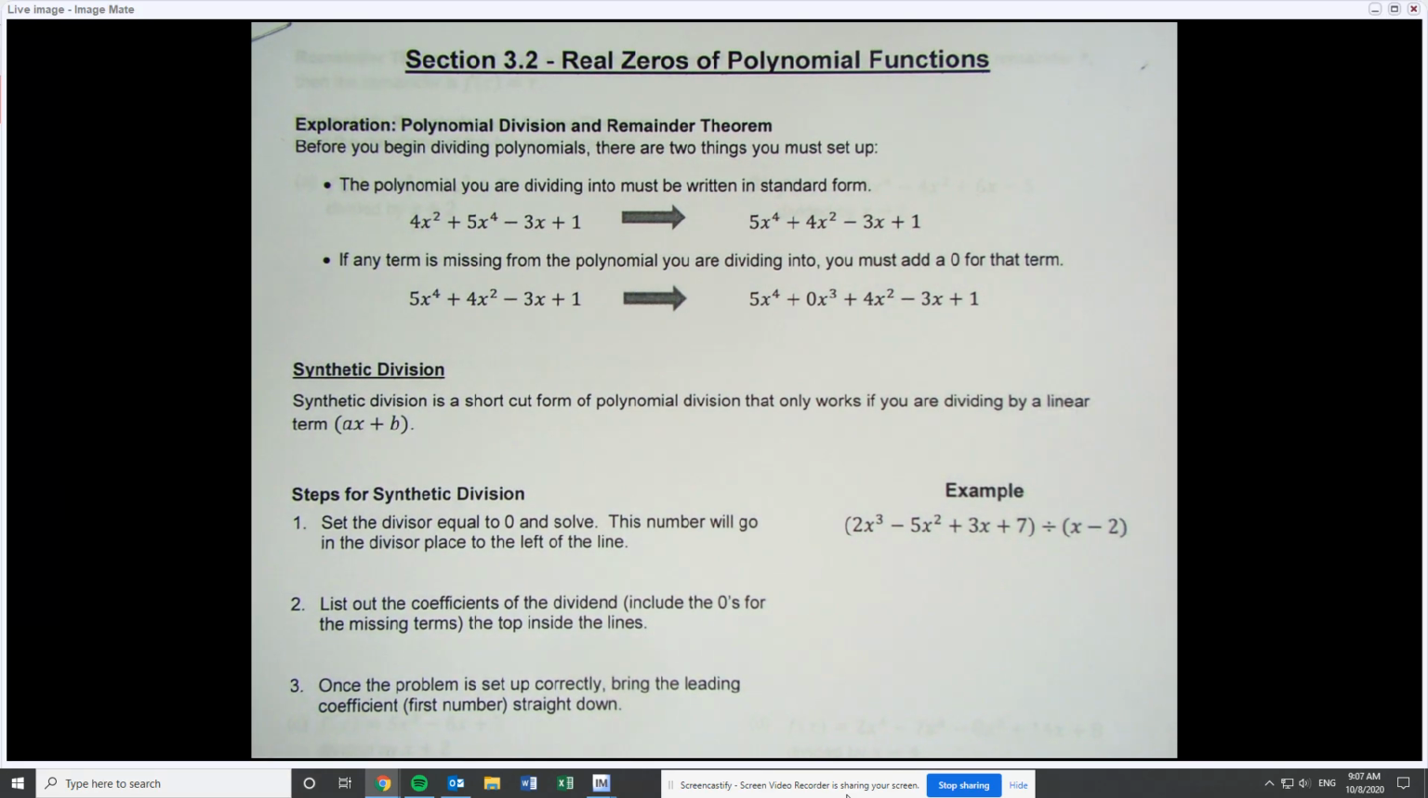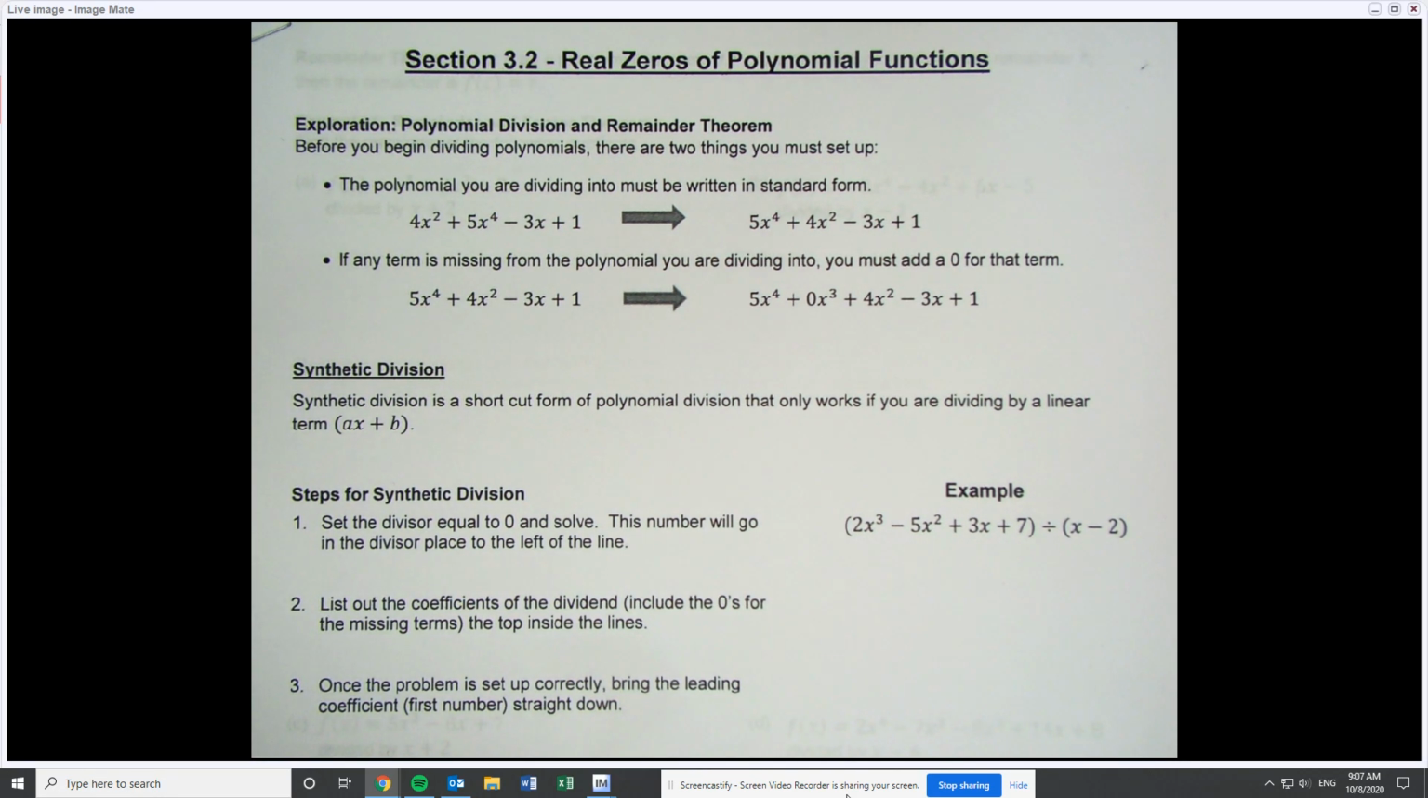Now, when we're talking about synthetic division, you're going to see problems that look kind of like this. You're going to have the polynomial that you're dividing into, which is called the dividend, and then you'll be dividing by a linear term called the divisor. Now, the divisor and dividend, you don't have to memorize those terms. I'm not going to call them by that. So what's special about synthetic division is you can only divide by a linear term, the ax plus b, which is all we're concerned with, so it's always going to work.